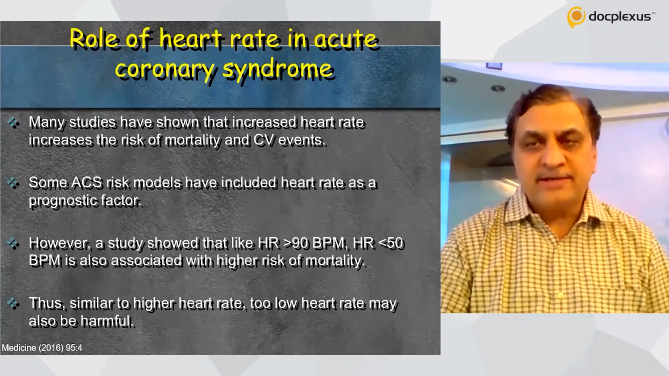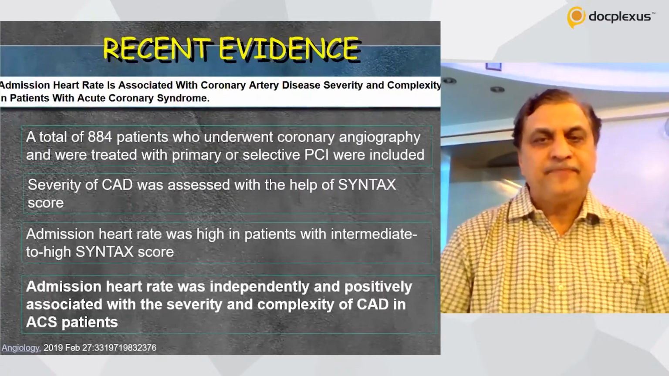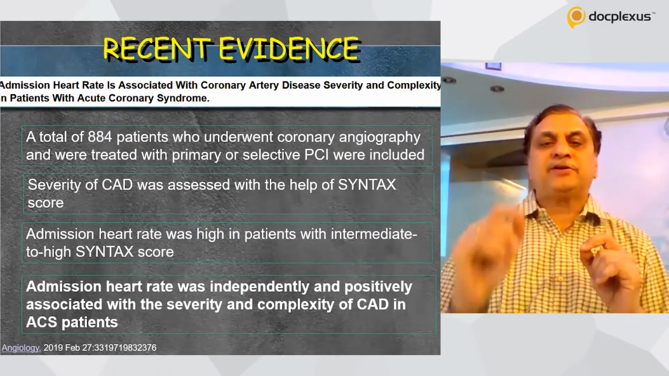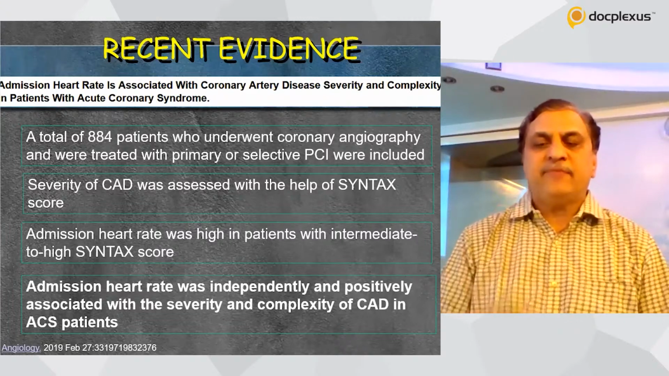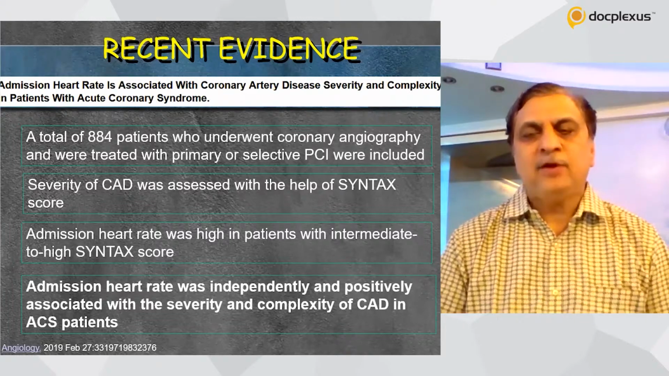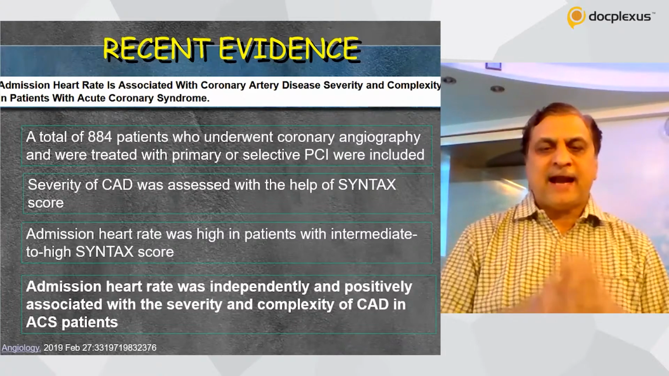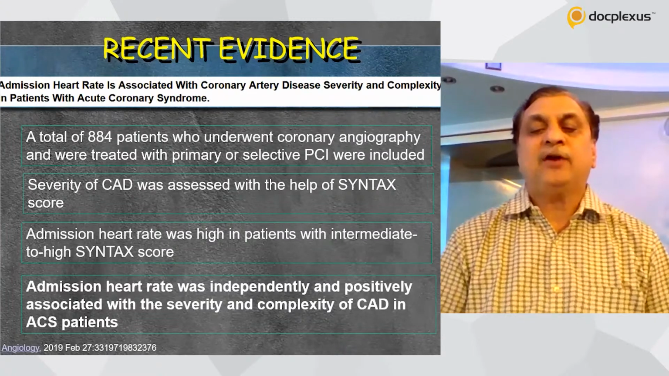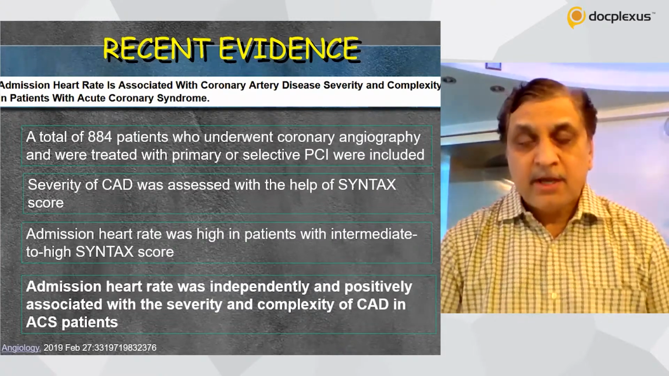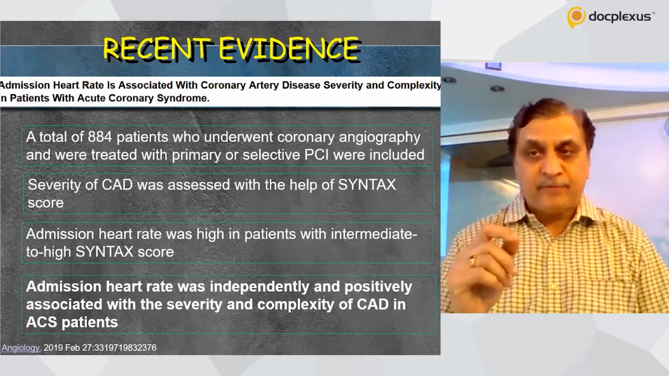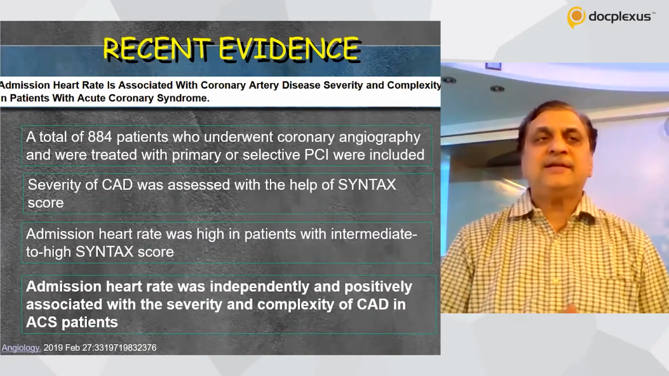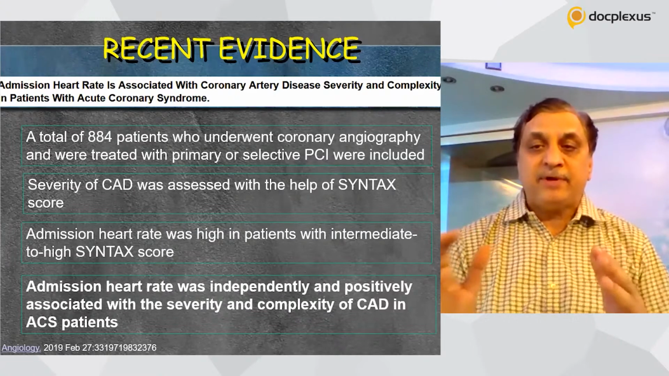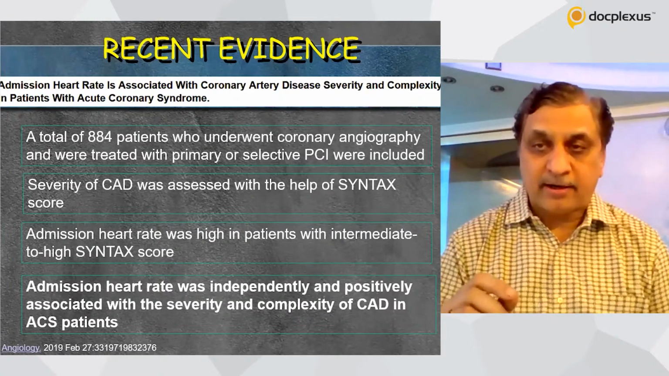And there are two recent evidences. Number one, they looked at admission heart rate in patients with acute coronary syndrome, patients coming with an acute MI. And they found that admission heart rate was independent and positively associated with the severity and complexity of coronary disease. That means if somebody had a higher heart rate on admission, his chances of having multiple blocks and complex anatomy on a coronary angio can be predicted depending upon the admission heart rate.